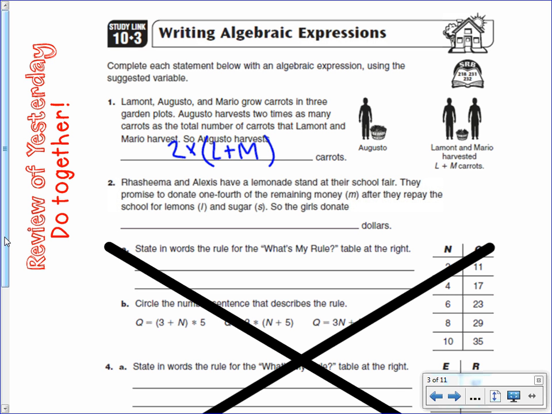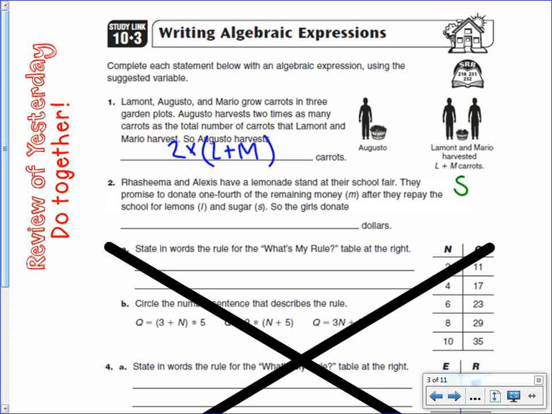Alright, how about Rashima and Alexis have a lemonade stand at their school fair. They promise to donate 1/4 of the remaining money after they repay the school for lemons and sugar. So the girls are going to donate how many dollars? Okay, and they don't give you any help on variables, but what variables do you know we're going to have? They kind of gave them to you in the word problem. Grace, what's a variable you're going to have? S. S is going to stand for what? Sugar.